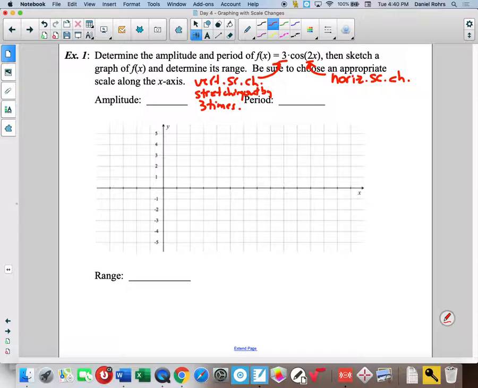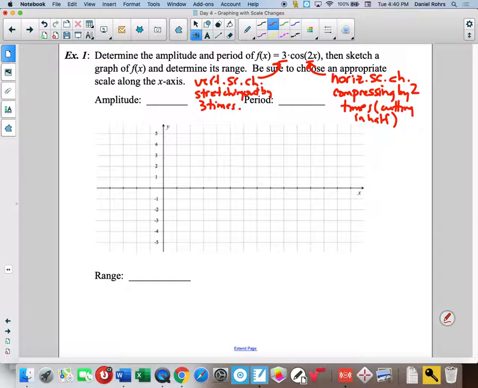I don't know what words your teachers used last year. I used the word compressing. It's squeezing this function together by a factor of 2. So what is this doing? This is compressing things together horizontally by a factor of 2 times as much. So it basically is cutting the coordinates in half.